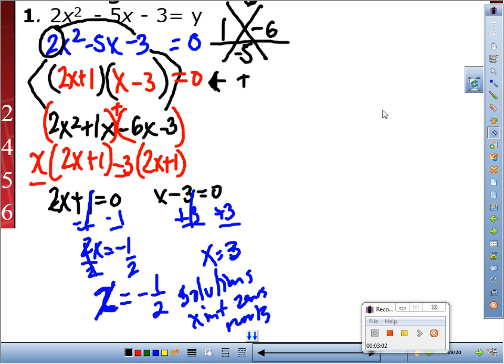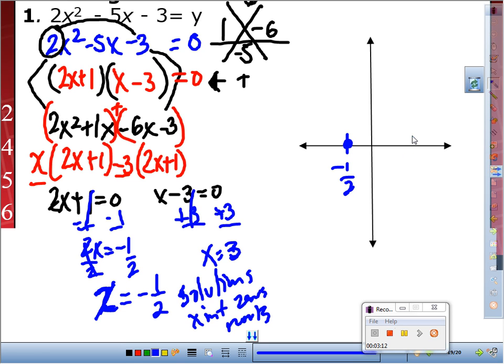All right, here we go. Here's our graph. So this is negative 1 half. This is positive 3. My y-intercept, we get it from the equation, so it's negative 3. There it is. And my parabola looks something like that. Hands up if you got that by yourself. Okay. Let me go to number two.